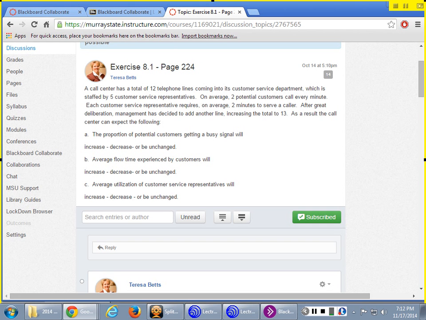Okay? Average utilization of the customer service reps will increase, decrease, or be unchanged. So you had 5 customer service reps before and 12 telephone lines. Now you have 5 reps and 13 telephone lines. I'm assuming it's an increase. It is. Yes, it is an increase, because now you've got that extra person out there on hold, so we're going to deal with one more person, and we've not changed the number of servers. Okay? All right, let's look at 8.2 as well.